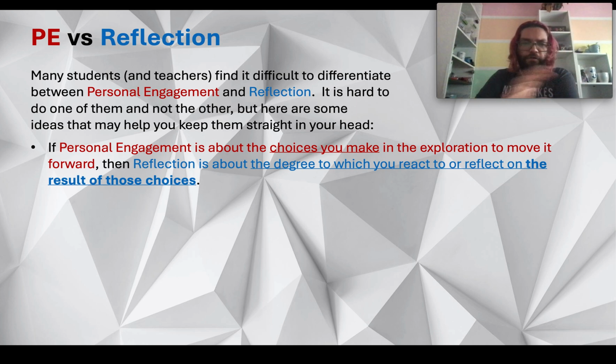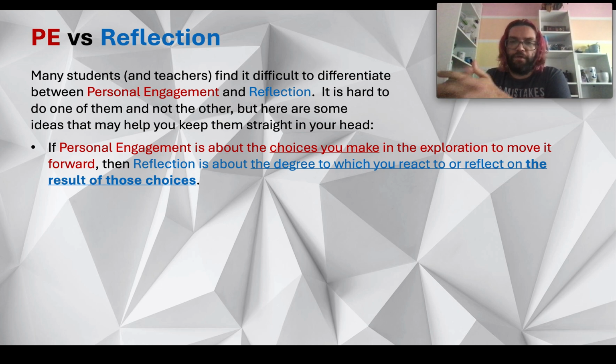I'm trying to color code these blue and red, just to visually see the difference. If personal engagement is about the choices that you make in the exploration, if personal engagement is about you going, I think this is the way that I want to carry this out and move the thing forward, then reflection is about how much you react to or reflect on the result of those choices. So your personal engagement is going to be the thing that gets you to make a decision about what to do. Reflection is about you saying, this is what happened when I did that.